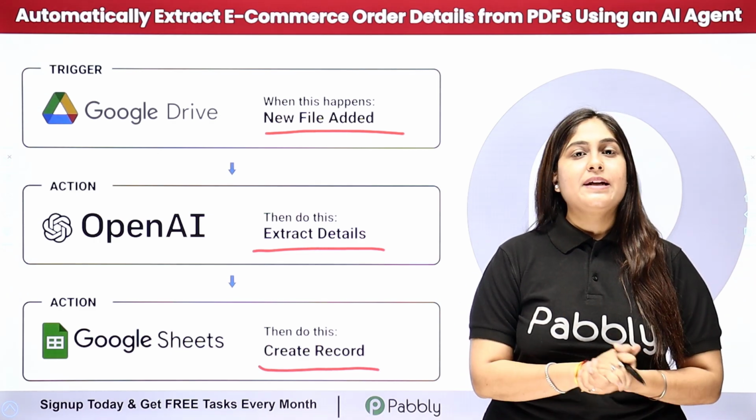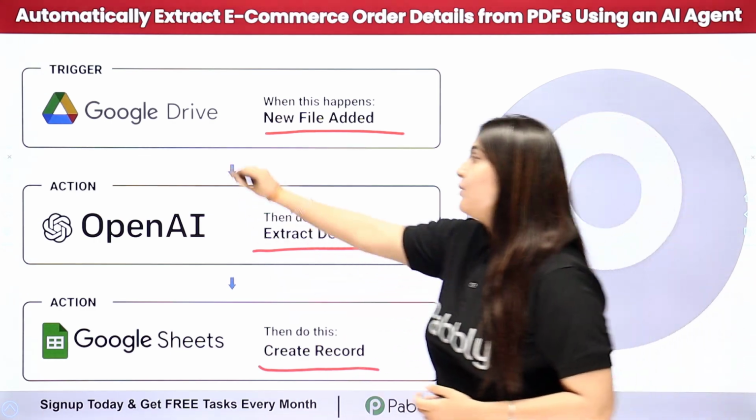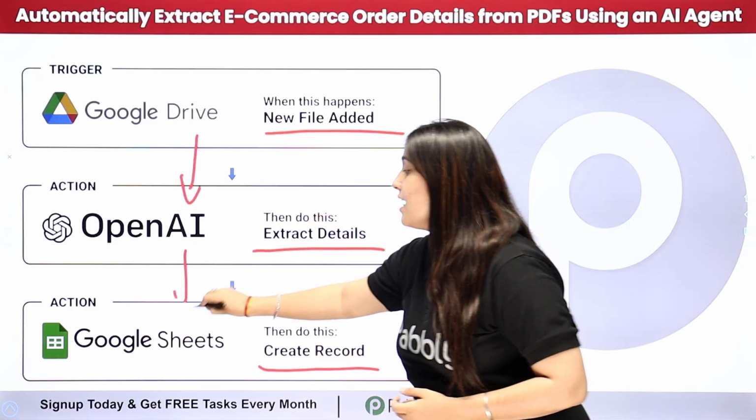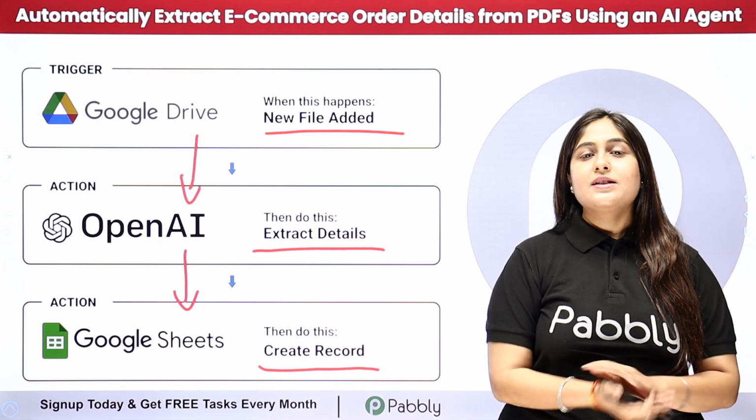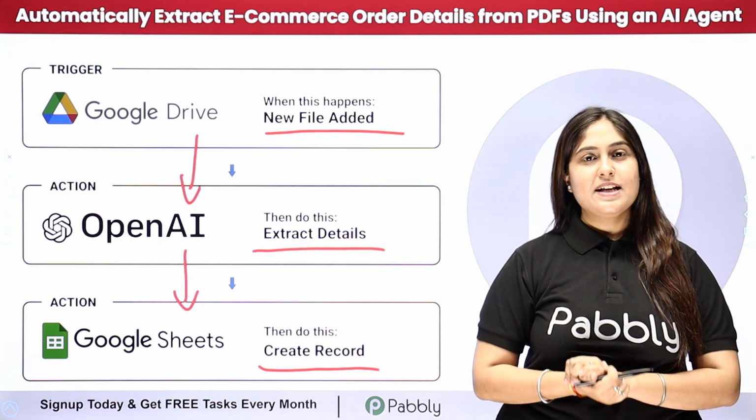So now here to automate the entire process, I need to connect my Google Drive with OpenAI and Google Sheets using an automation software named Pabbly Connect. So to see the process step by step, let me take you all to my screen.